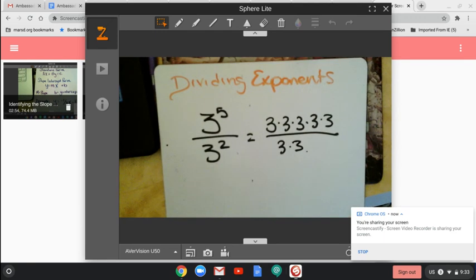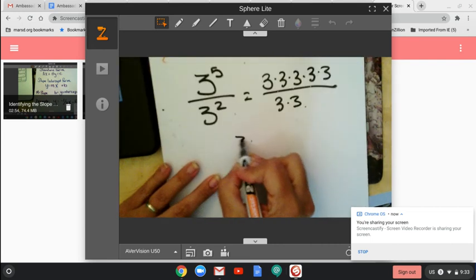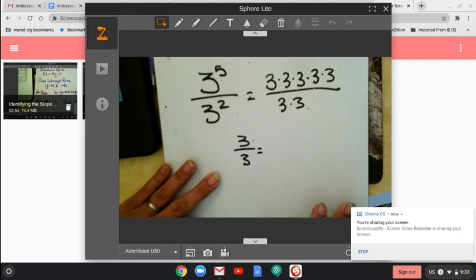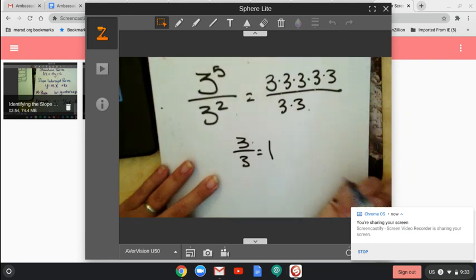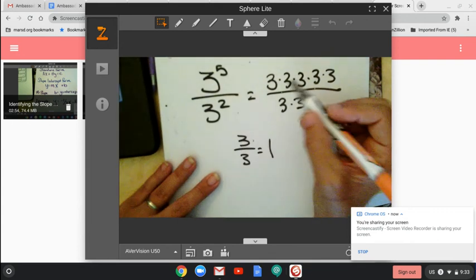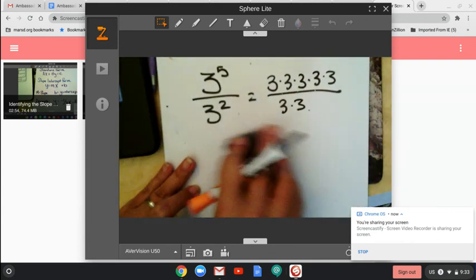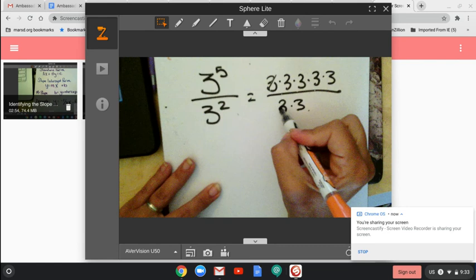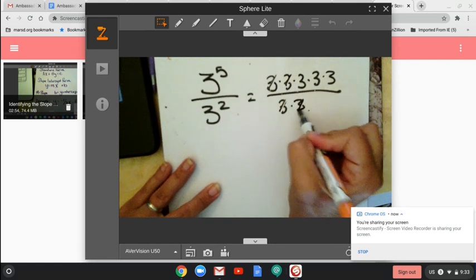So we are going to write out 3 to the 5th as 3 times 3 times 3 times 3 times 3. 3 to the 2nd is 3 times 3. Now we know in math, if we were to have the same number on top of itself, we would get a 1. Okay, any number divided by itself is 1. So if we wanted to simplify this, we could cross out anything that matches.